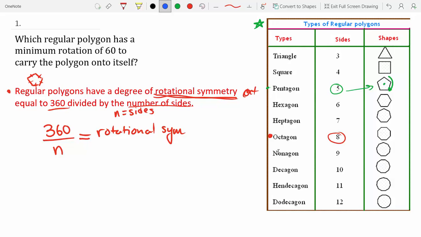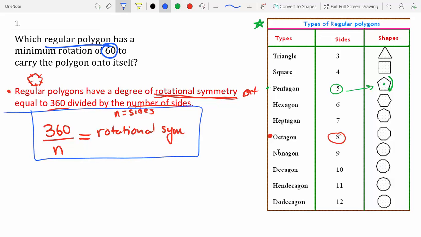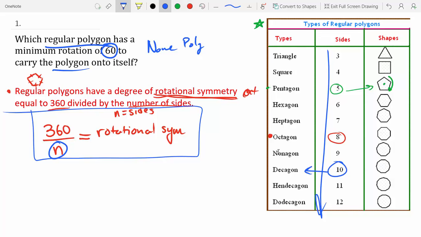This one is saying, what is the regular polygon that has a rotational symmetry of 60 degrees? So if I view this as a relationship, as something I know is true, I can substitute things I know into it and solve for things that I'm looking for. I'm looking for the name of the polygon, okay? Because it's saying, like, what's the polygon? Well, if I were to figure out the number of sides in that polygon, I could then look at this chart and be like, oh, things that have 10 sides are called decagons.